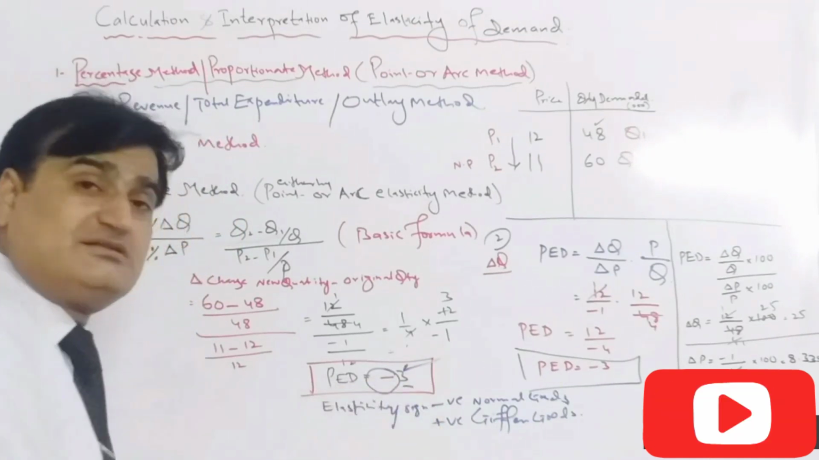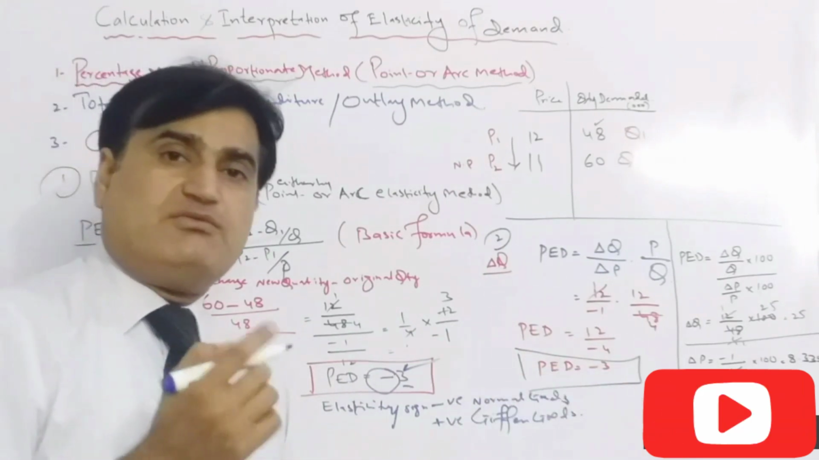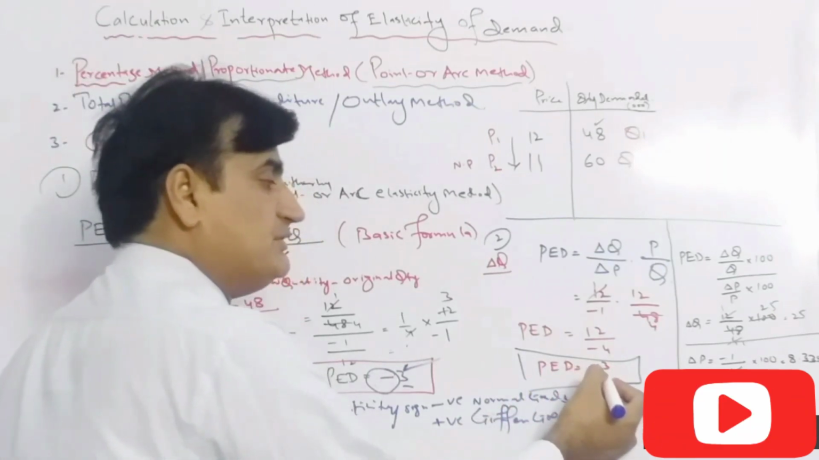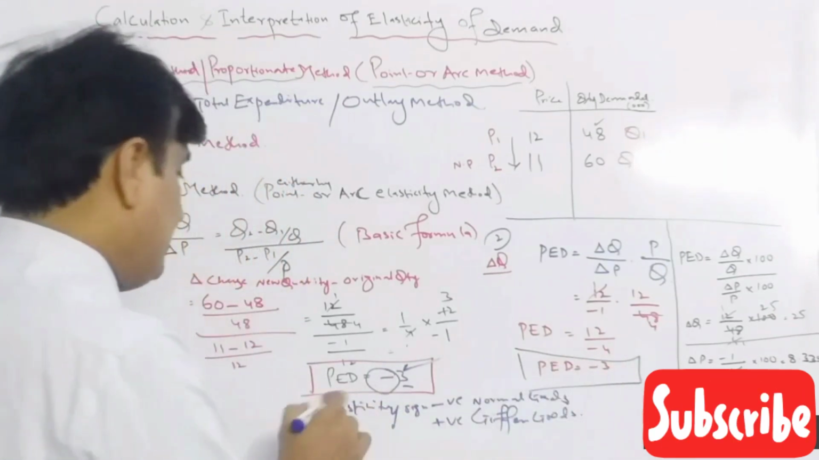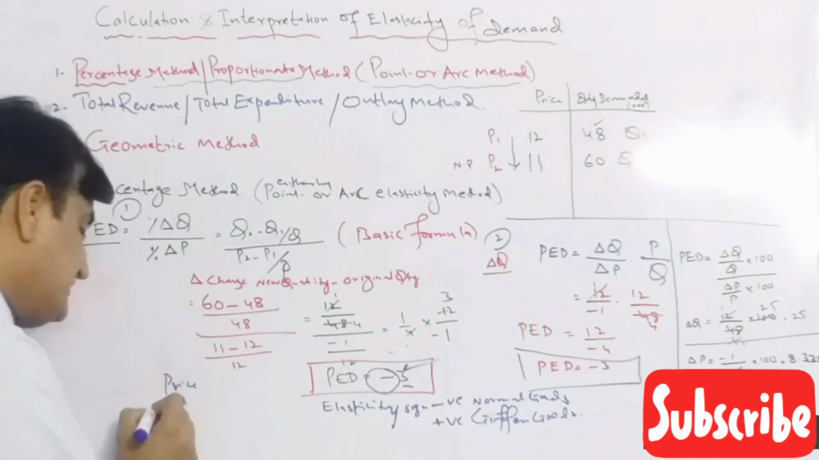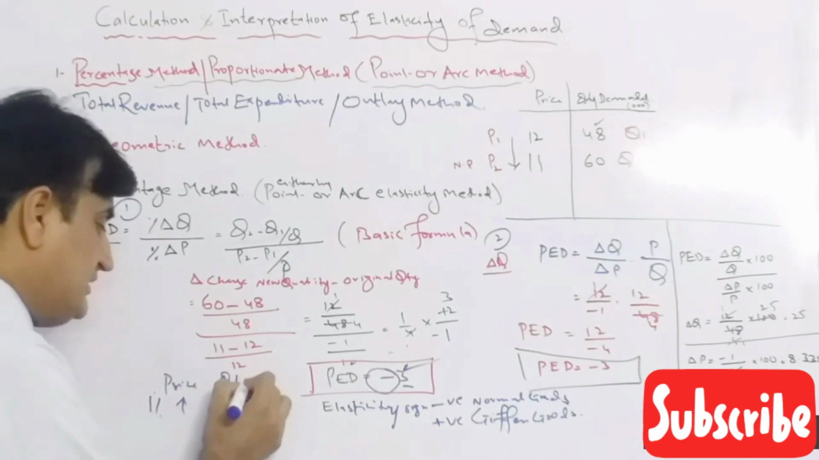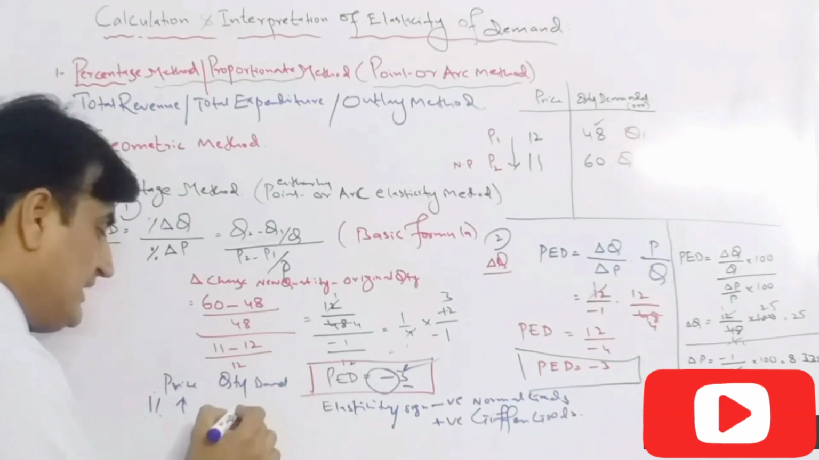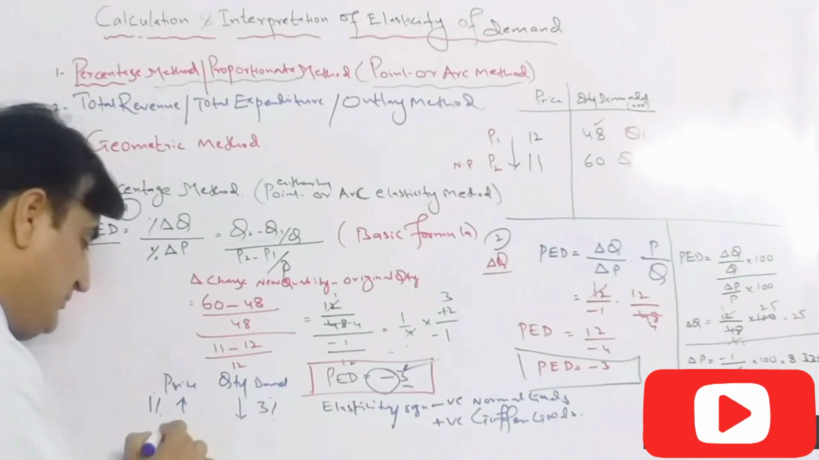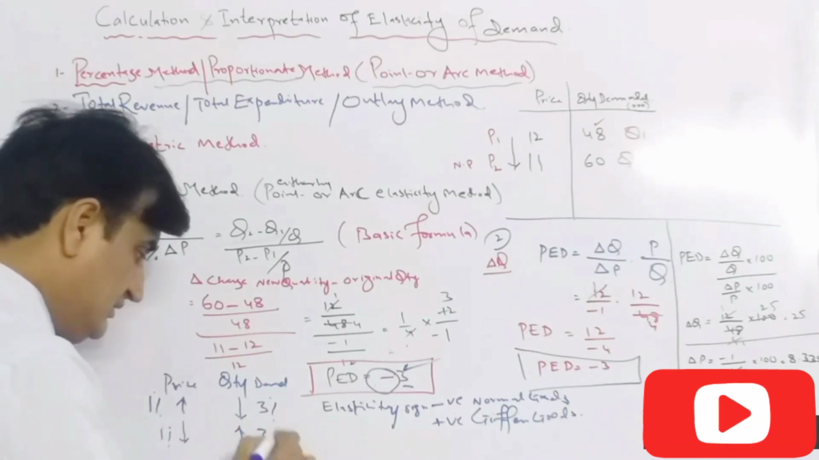So how to interpret this 3? The 3 can be interpreted as: a 1% change in price leads the quantity demanded to change by 3%. For example, when the price increases by 1%, quantity demanded will decline by 3%. Or when the price decreases by 1%, the quantity demanded will increase by 3%.